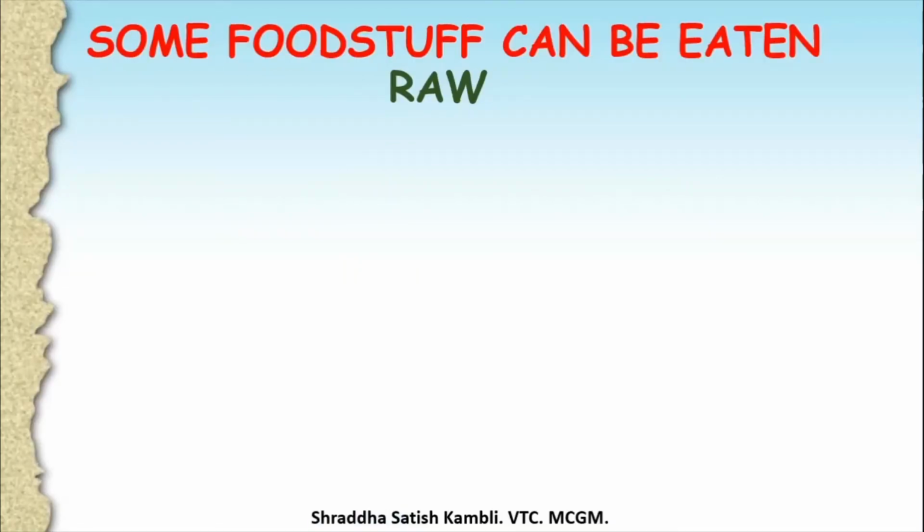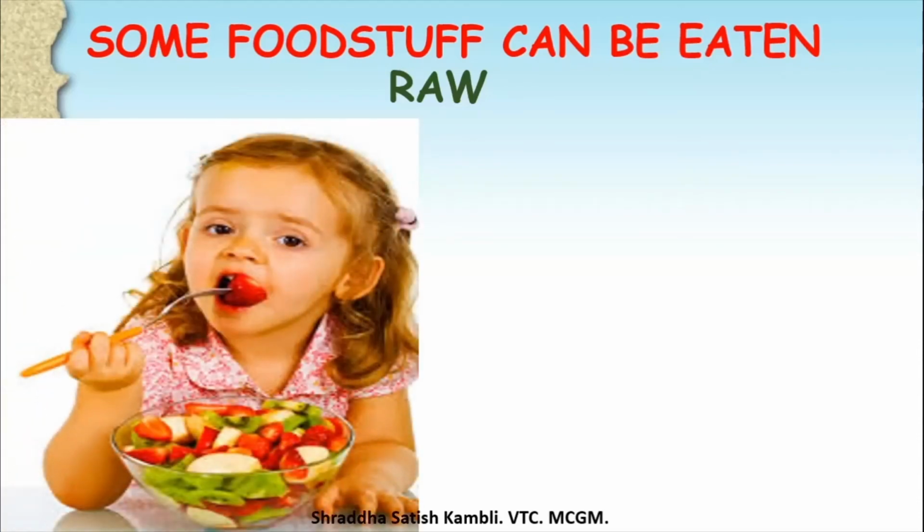Now let's come to some of the foodstuffs which can be eaten raw. Now we looked at many foodstuffs which have to be fried or boiled or steamed or roasted or grilled before eating. Now some foodstuffs can be eaten raw also. Raw means kacha. Like I told you, we can eat tomatoes kacha. Someone gives you a plate full of tomatoes. You can eat it raw without cooking it. Okay. So some foodstuffs can be eaten raw.